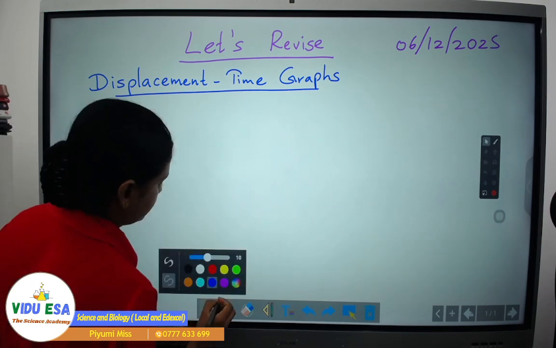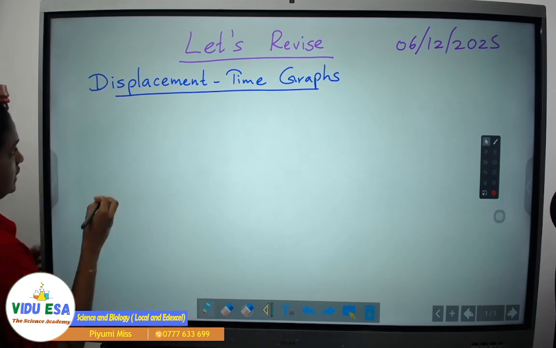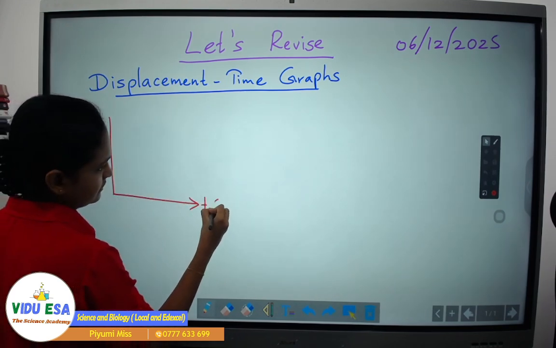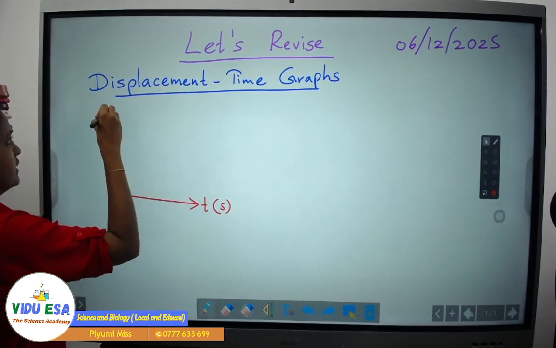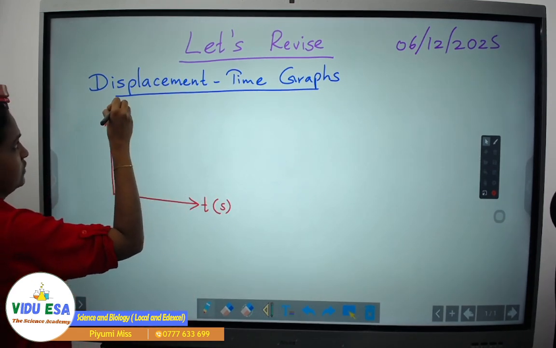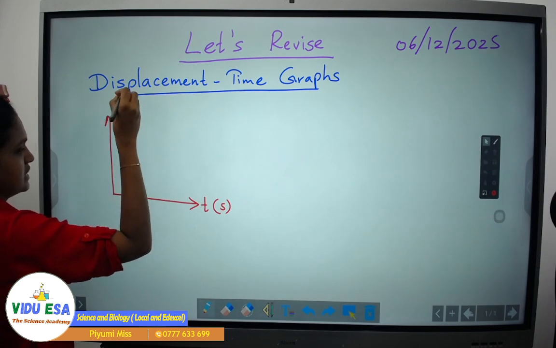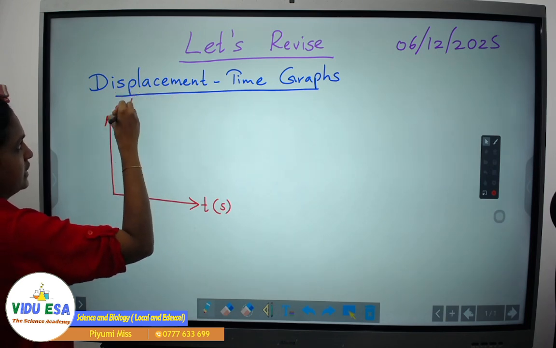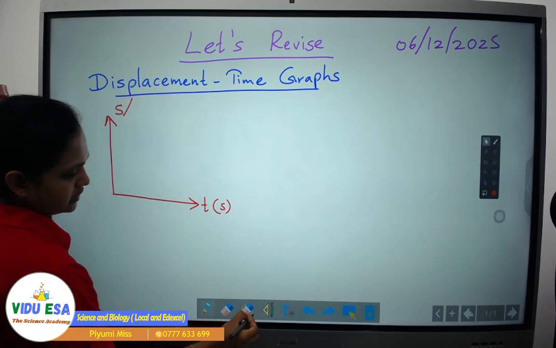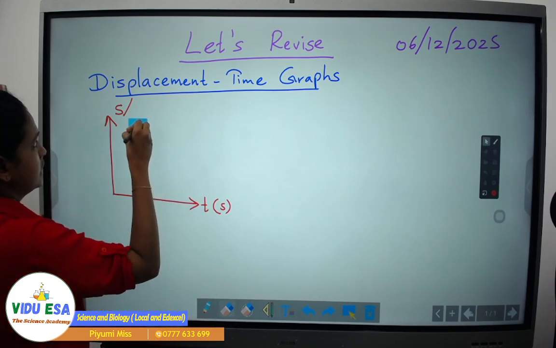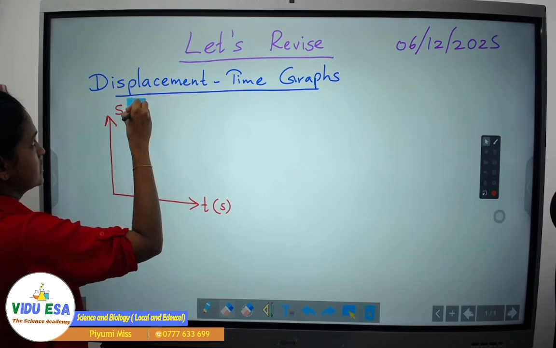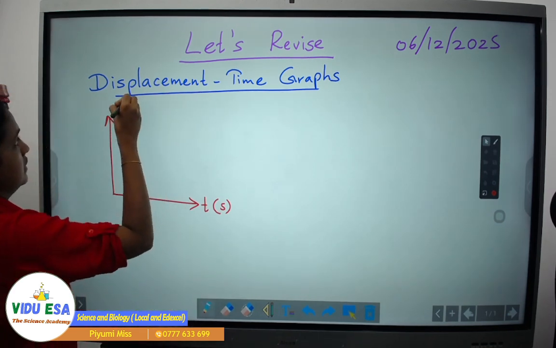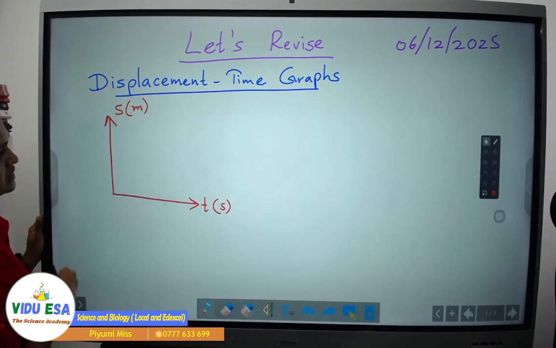So what can you say about the displacement time graphs? You know that we take time on the x-axis and displacement on the y-axis. So we indicate displacement as s, or you can write in words that it is the displacement. You can take it in meters. Within brackets we'll put the unit, since I have put the time also in brackets. This is given in meters, right?